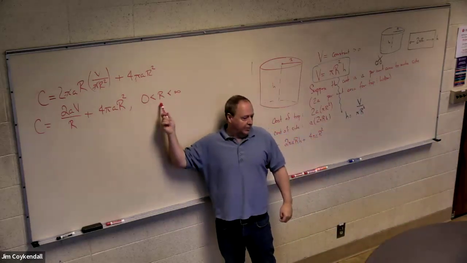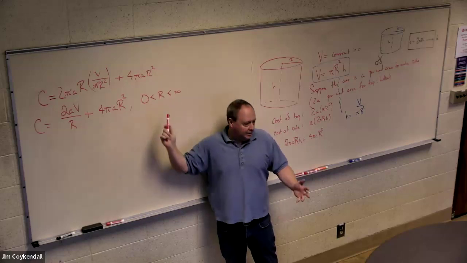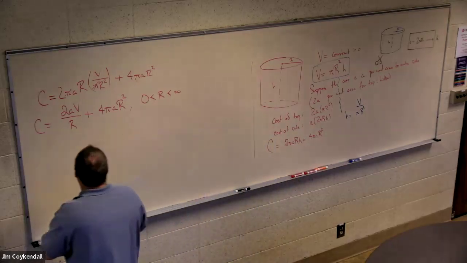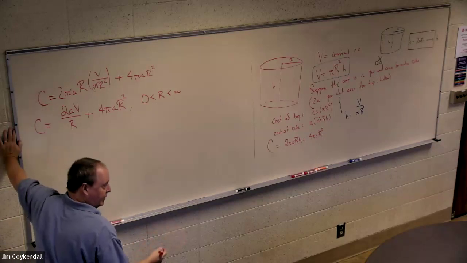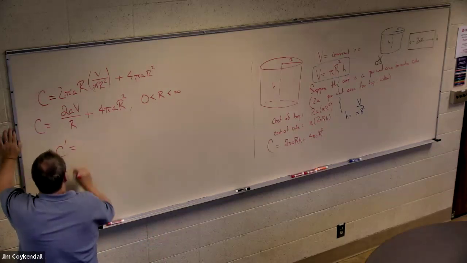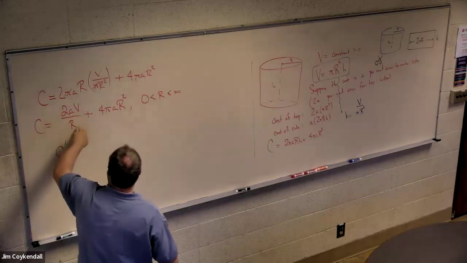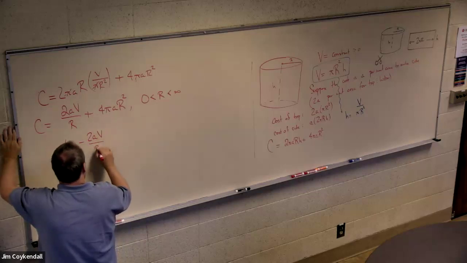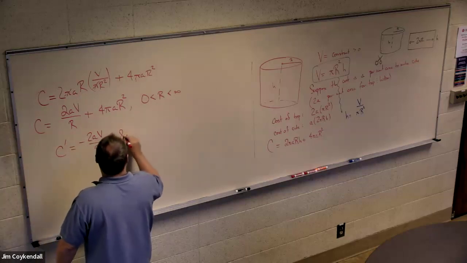This is one of the hard ones because this is a continuous function on this interval, but there are no endpoints, right? So again, we're going to have to make sure we check to see whether this is a minimum. First thing to do, let's try to find the critical points. Remember, r is my variable. This is 2AV times r to the minus one, so its derivative is minus 2AV over r squared. The derivative here is 8 pi A r.